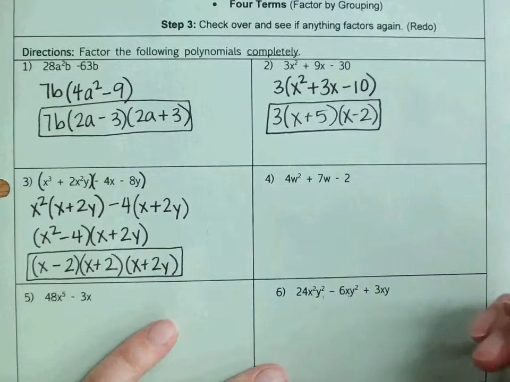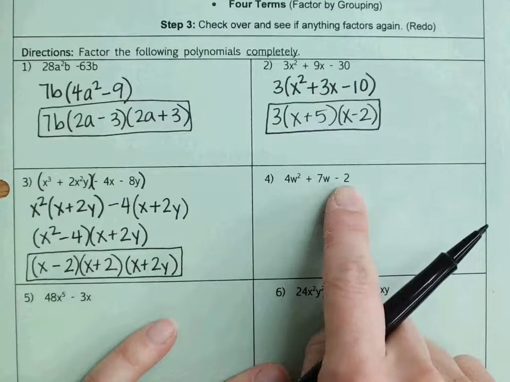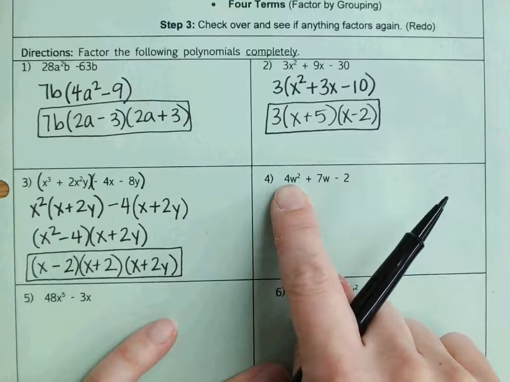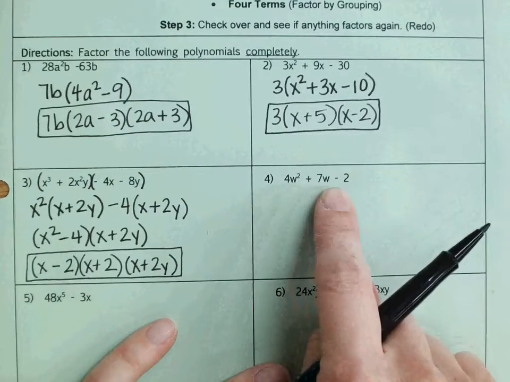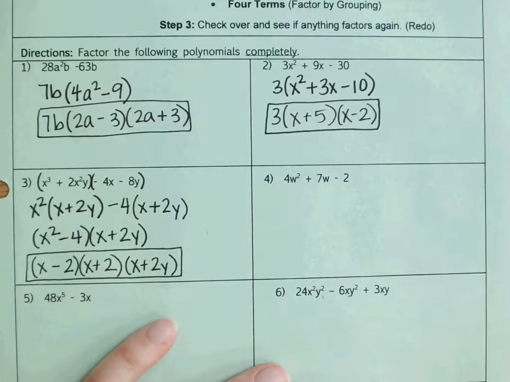For problem number 4, I take a look at number 4, and there is no GCF. And I see that my first term is not 1. Well, I see it's a trinomial. And then I see that the a is not 1. And so when a is not 1, this is my guess and check.